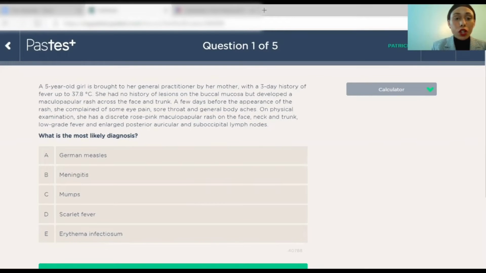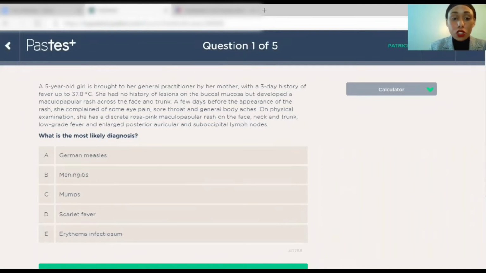A 5-year-old girl is brought to her general practitioner by her mother with a 3-day history of fever up to 37.8 degrees Celsius. She's had no history of lesions on the buccal mucosa, but developed a macular papular rash across the face and trunk. A few days before the appearance of the rash, she complained of some eye pain, sore throat, and general body aches.